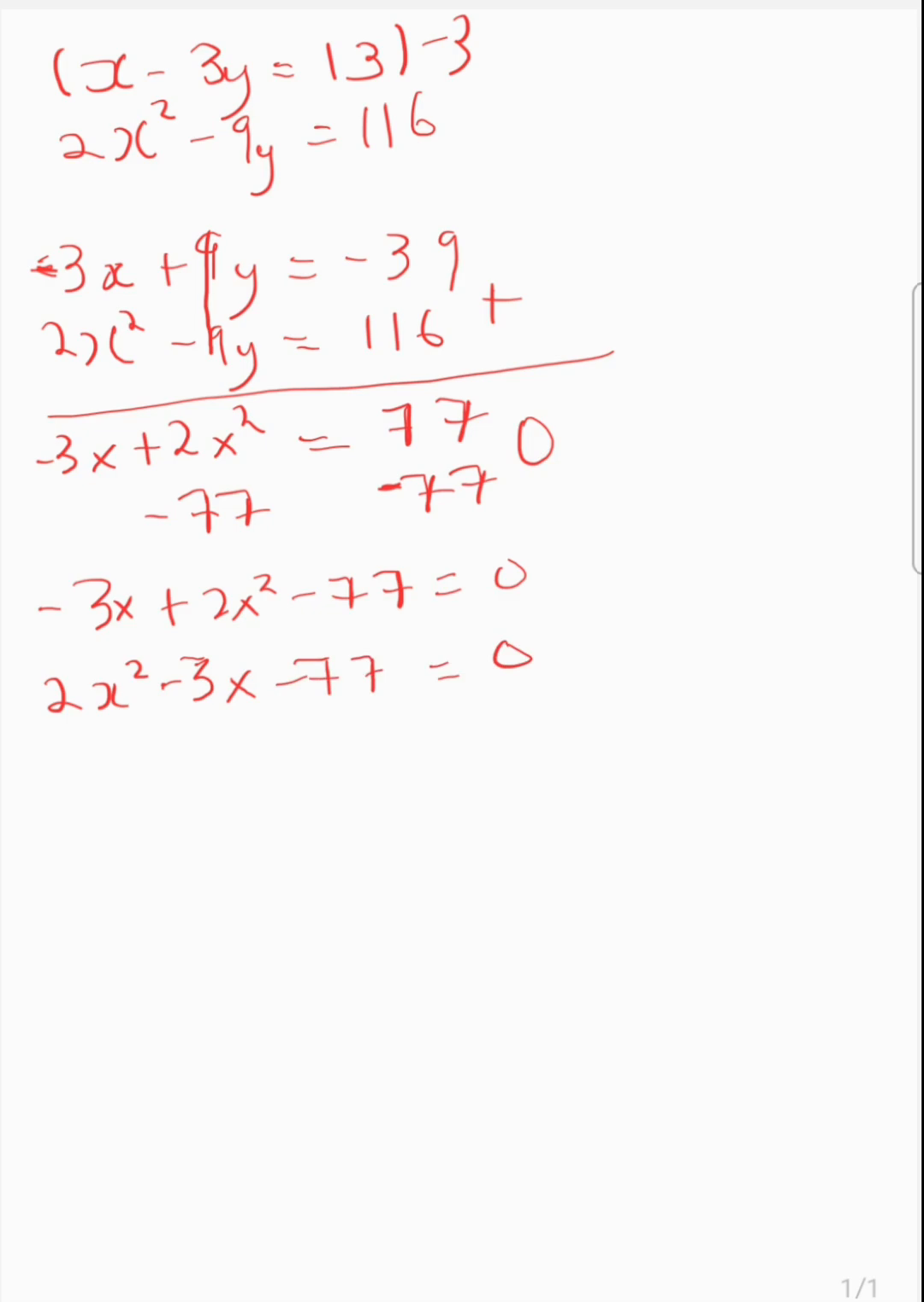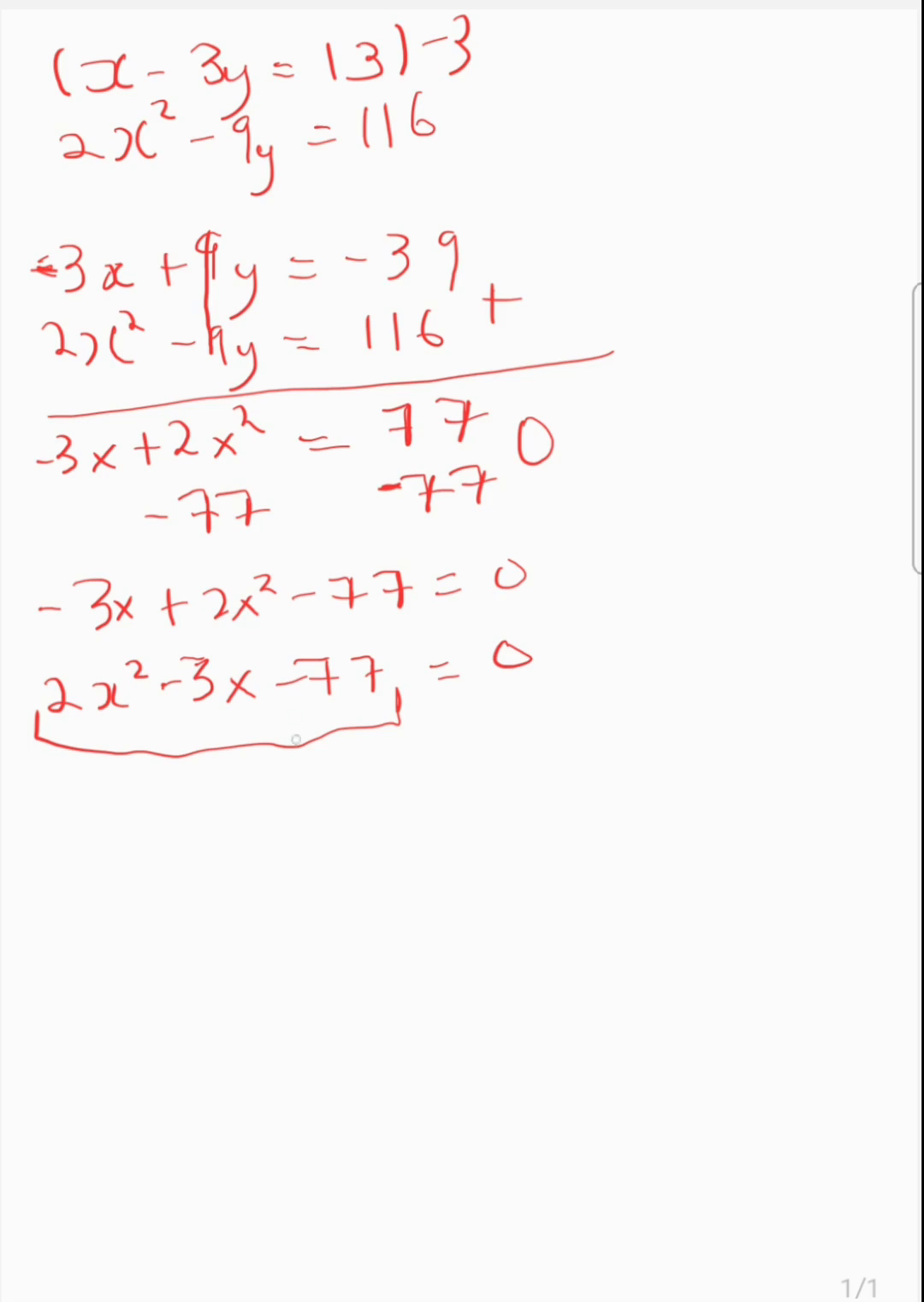So now your goal is to factorize this. There are many ways. When we get to this stage, you have to factorize this, or you can use the quadratic equation. But let's simply factorize this.